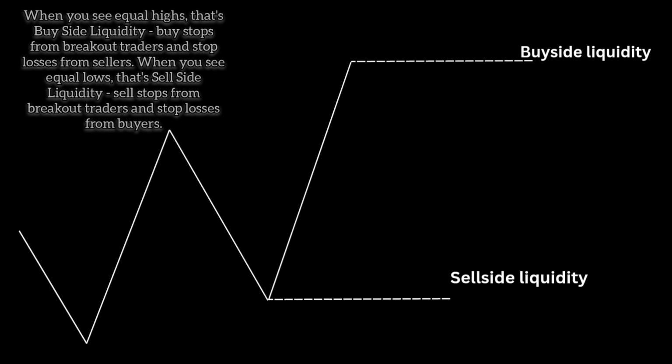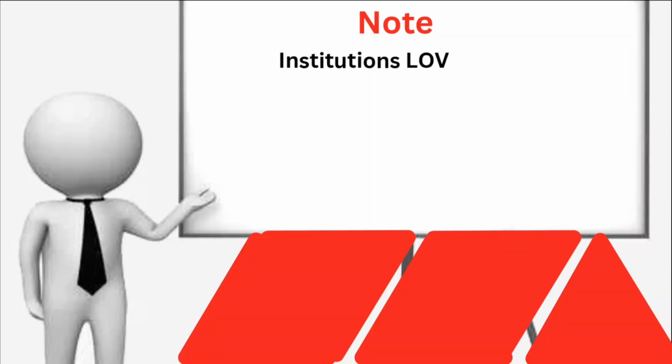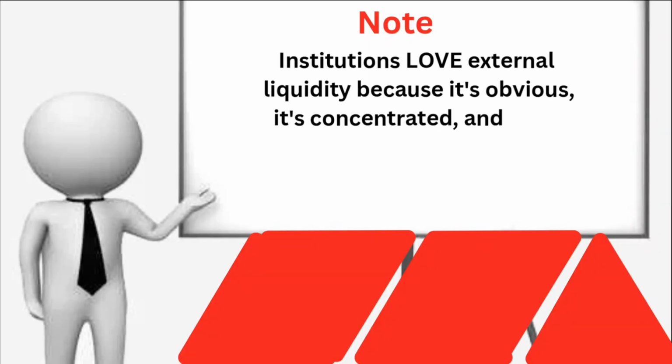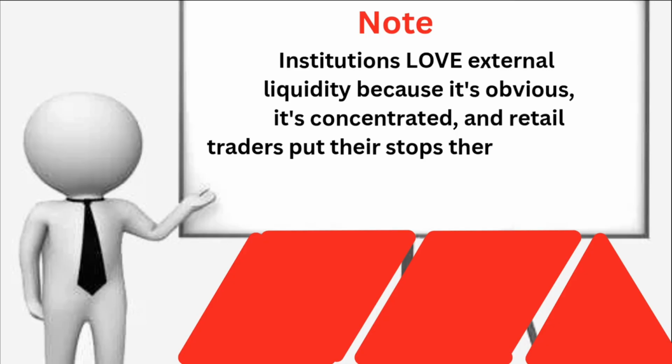When you see equal highs, that's buy-side liquidity, buy stops from breakout traders and stop losses from sellers. When you see equal lows, that's sell-side liquidity, sell stops from breakout traders and stop losses from buyers. Institutions love external liquidity because it's obvious, it's concentrated, and retail traders put their stops there religiously. This is low-hanging fruit for smart money.